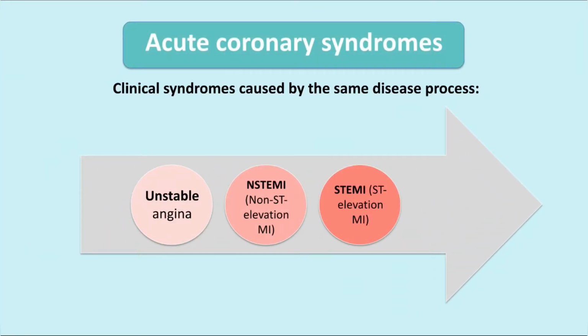So acute coronary syndrome, as we said, is caused by the same disease process, by the obstruction or narrowing of the coronary artery. It is represented by either unstable angina, STEMI, or non-STEMI. In STEMI and non-STEMI, there is myocardial infarction. It means there is death of the myocardial tissue and release of troponin.